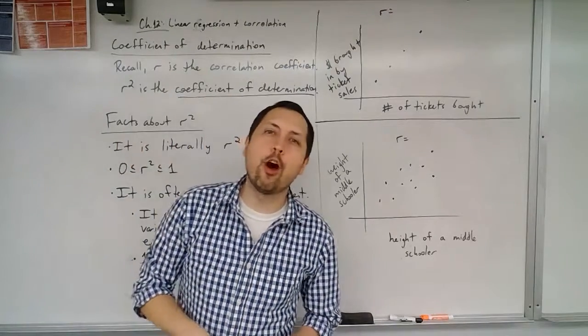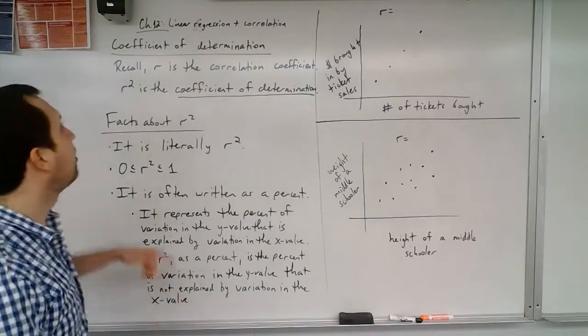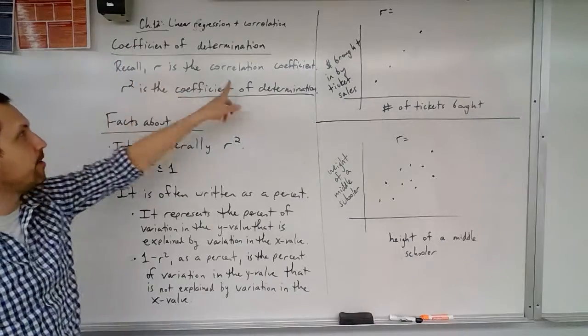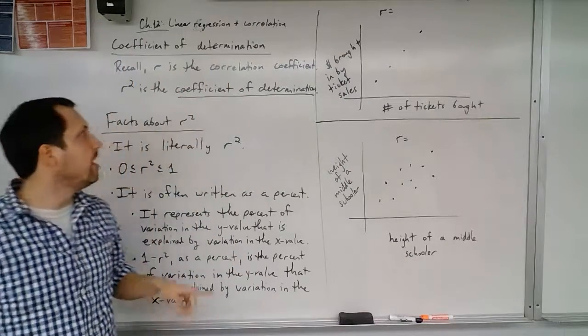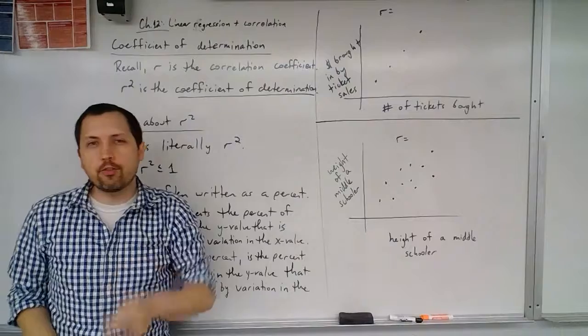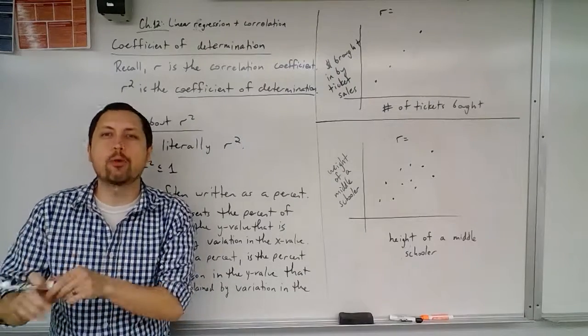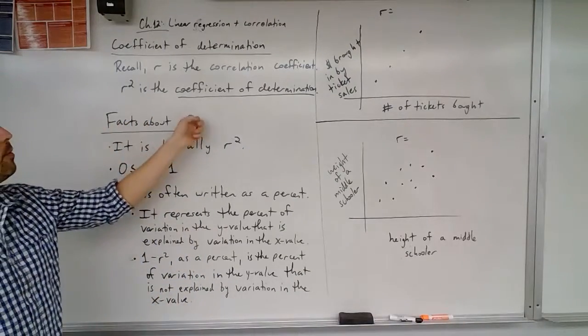Now let's talk about the coefficient of determination. So R, as a reminder, is called the correlation coefficient. Now R squared is going to be called the coefficient of determination. So we have R and we're going to have R squared. Some things that we should know about R squared.